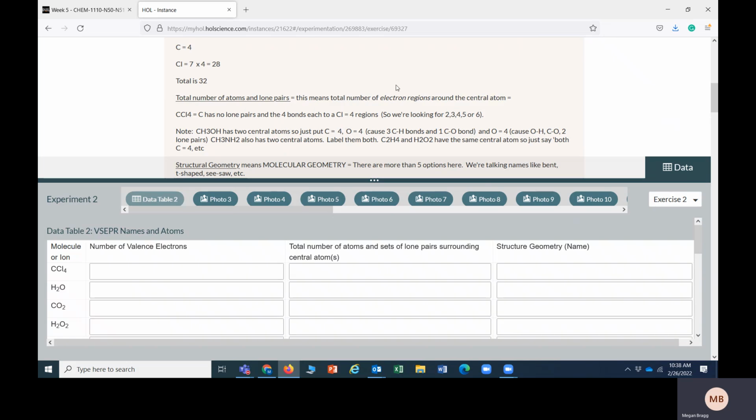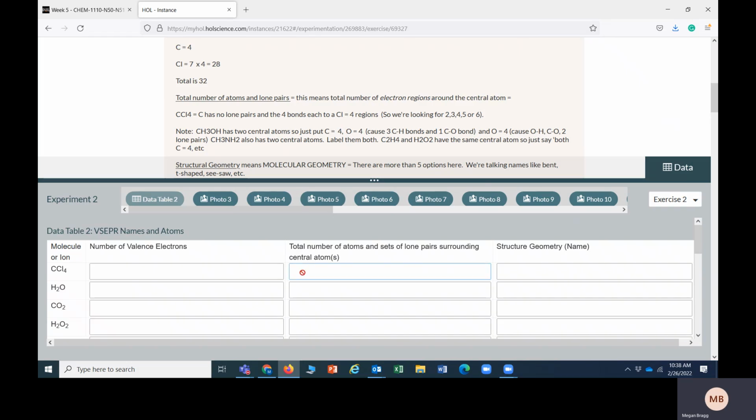When you're asking about the total atoms and lone pairs, it means the total electron regions around the atom. So it has no lone pairs. It has 4 bonds, so it has 4 regions. So you'd put a 4 here. And then you can also put, in parentheses, if you want to help yourself, that there were 4 bonds. And after you draw the picture, you'll see there aren't any lone pairs, 0 lone pairs, in parentheses.